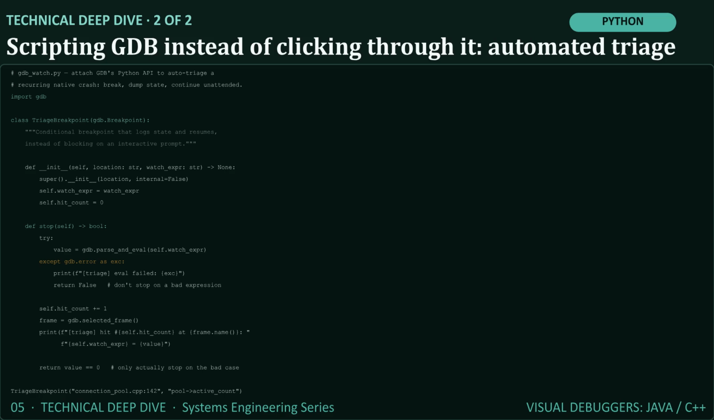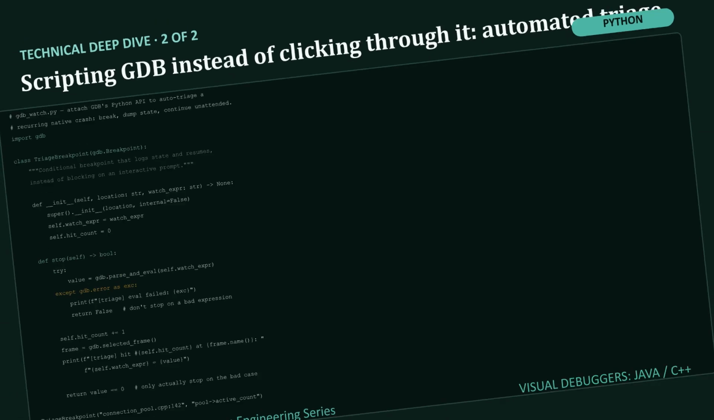Why does this matter? Because this is exactly how you debug a failure that reproduces once every few thousand requests. A UI breakpoint that stops on every single hit is useless for a bug like that. You'd be sitting there clicking continue for hours. But a scripted conditional breakpoint that only interrupts on the actual bad state turns a multi-hour babysitting session into an unattended overnight run that you just check on in the morning. And LLDB has the exact same capability through its Python scripting bridge, if you're on the LLVM toolchain instead.